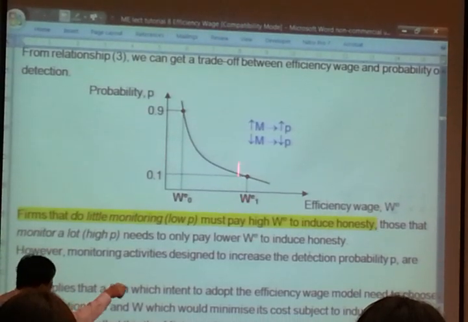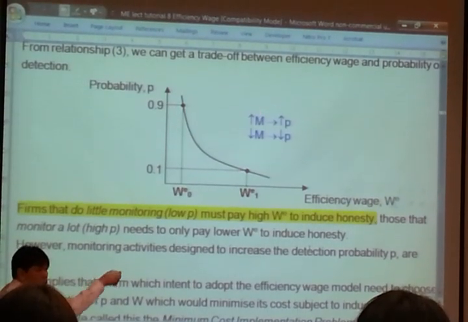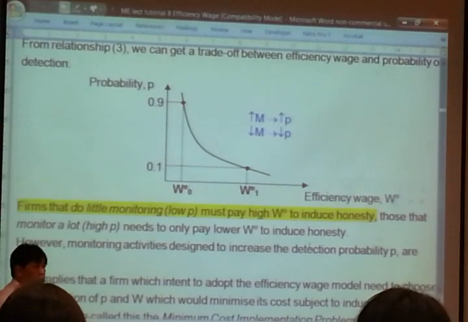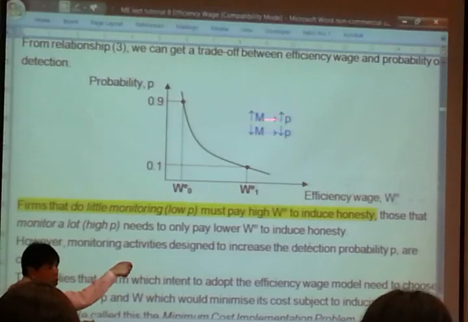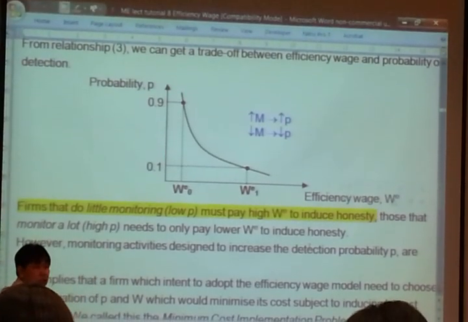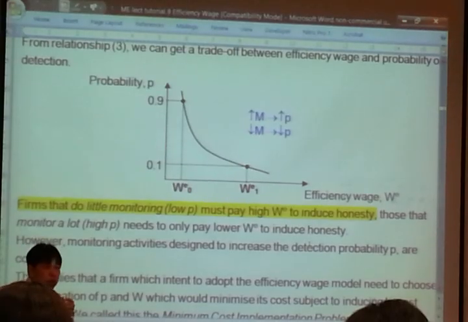Now, for those firms who spend a lot of money on monitoring, what will happen? The chances of detecting cheating higher or lower? Higher, right? Then will people dare to cheat? No, it becomes very hard to cheat.